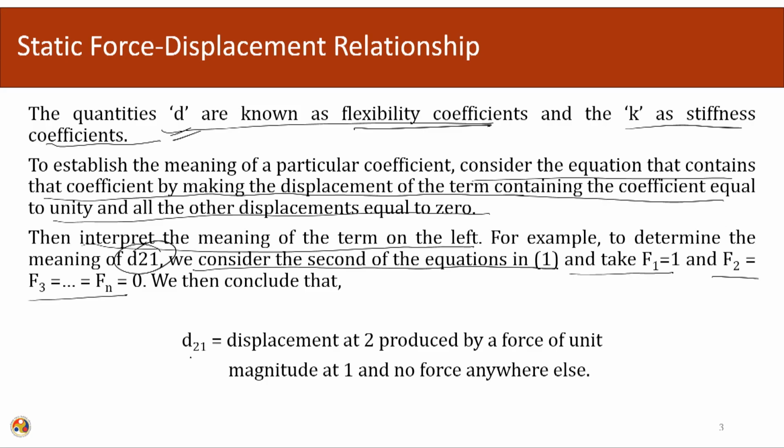So, it means that D21 is nothing but the displacement at 2 produced by a force of unit magnitude at 1 and no other force acting anywhere. So, this is the flexibility coefficient produced by a unit force at 1 and no force acting anywhere.